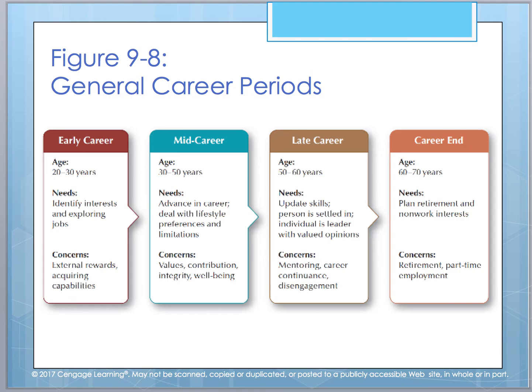Late careers, your 50s to your 60s. You're updating those skills. You're settled in. Your focus is on mentoring, continuing your career. You're also concerned about being disengaged. If you're no longer passionate about the work that you do, this happens usually within this phase. Career end. And this is usually because it's focused on retirement or going part-time. You're planning for this. You're planning for things that are not work related. And this is usually between your 60s and your 70s.